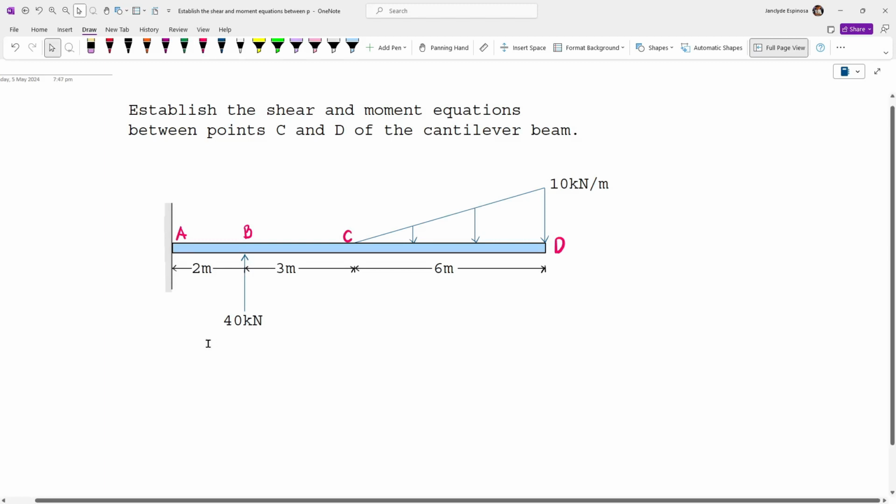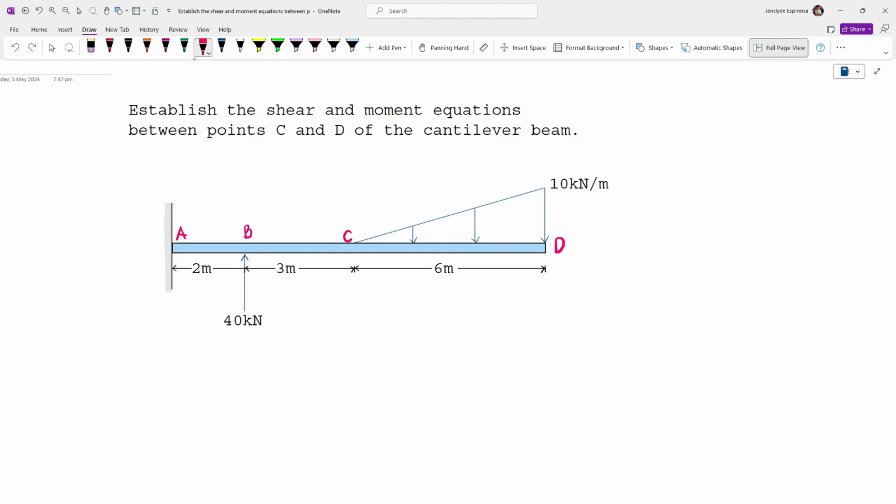Now first, we're gonna solve the reactions at the fixed end. So since this is fixed, then we have three reactions. We have one vertical reaction, let's say that's AY, and then we have AX, and then we also have a moment reaction, which I will assume will be counterclockwise. So this is MA. Now summing up forces vertical, we can solve AY.